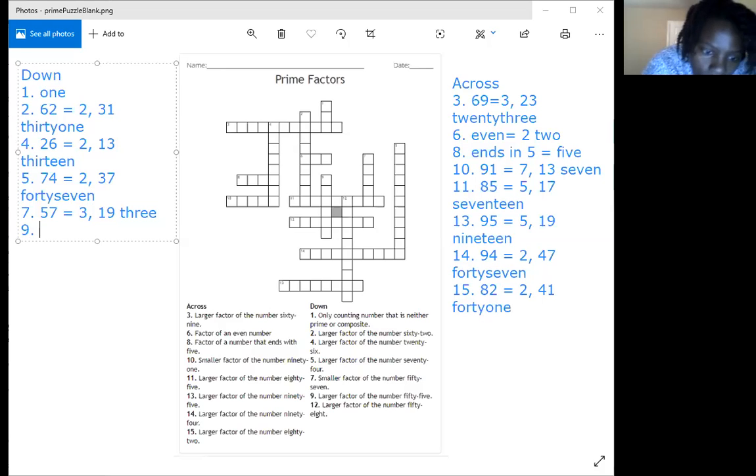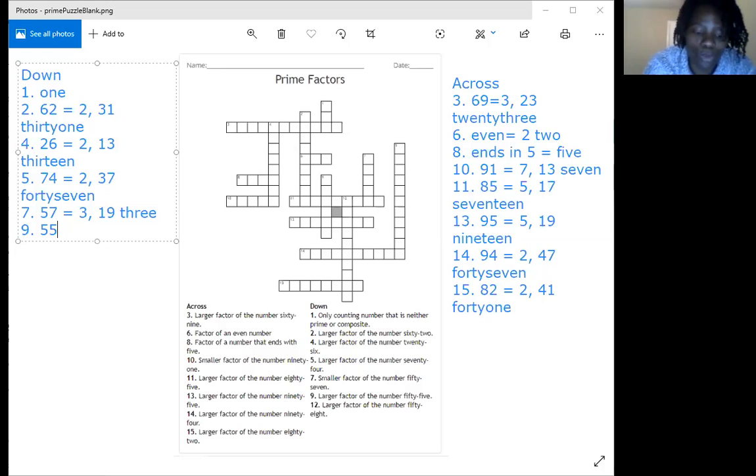Number 9 says larger factor of the number 55. 55. I like to call these my double numbers, or my numbers that have 2 of the same numbers. And whenever we have a double number, we know that the factor is 11. This also ends in 5. So whenever it ends in 5, we know one of the factors is 5.